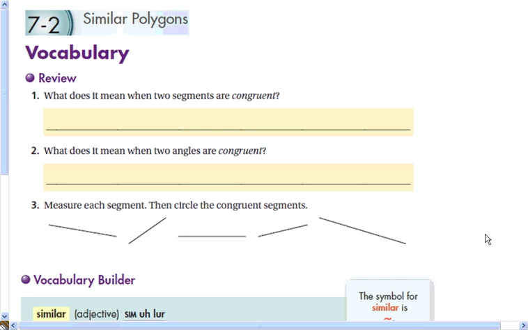All right, so this is lesson 7.2, similar polygons. You will learn to identify and apply similar polygons. So let's do a little review here.